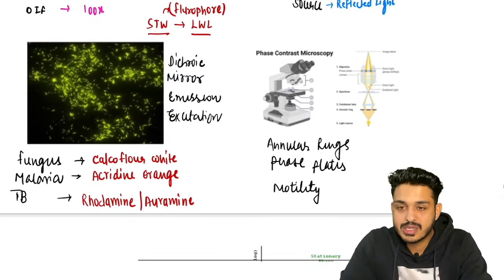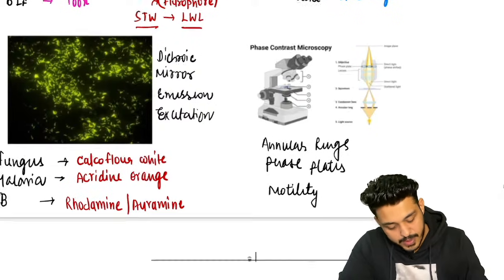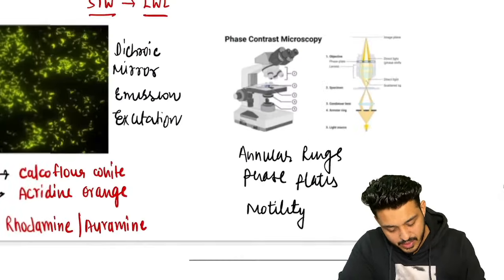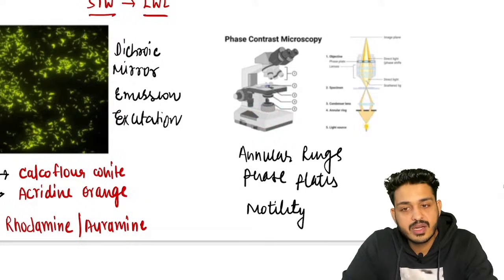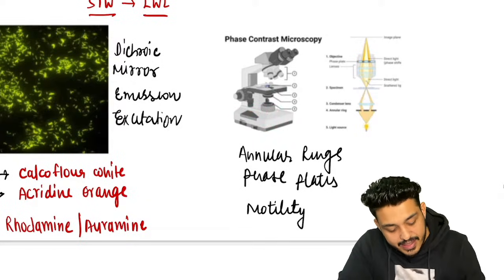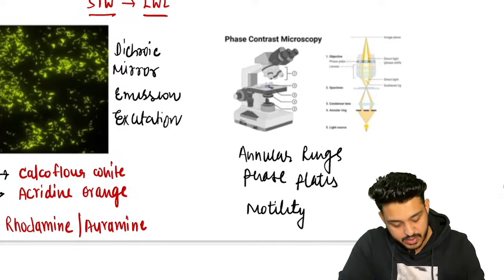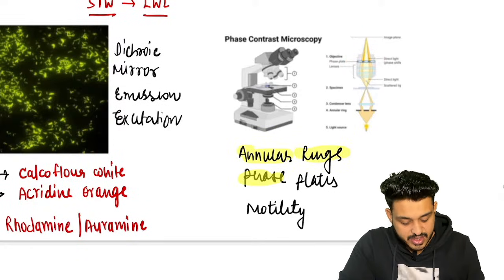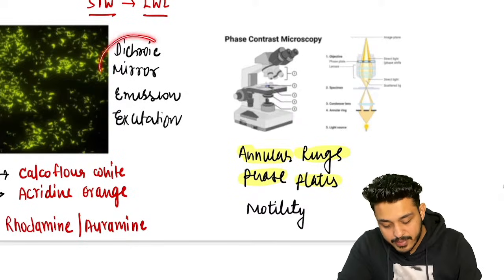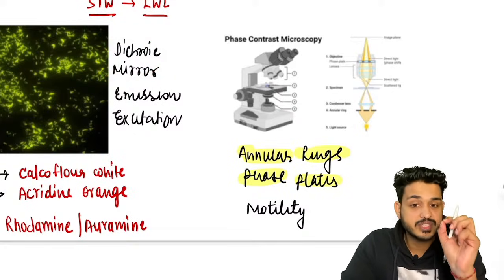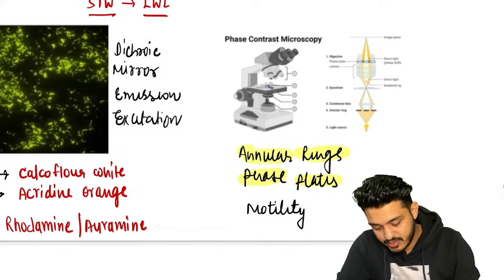What are the two important things about phase contrast microscopy? Can you appreciate this particular area? This area is known as what? These are the annular rings, and here it has certain phase plates also, right? So annular ring and phase plate are features of what? Your answer is going to be phase contrast microscopy.